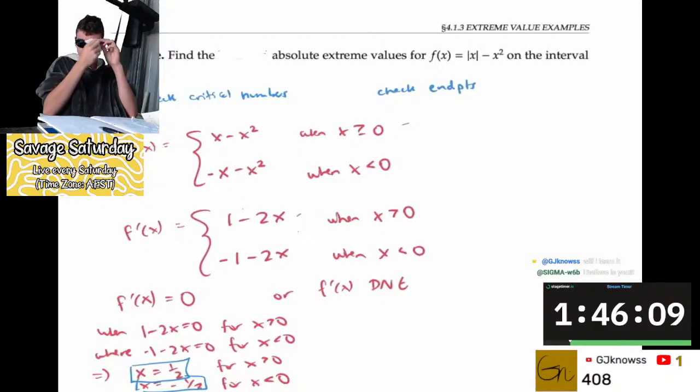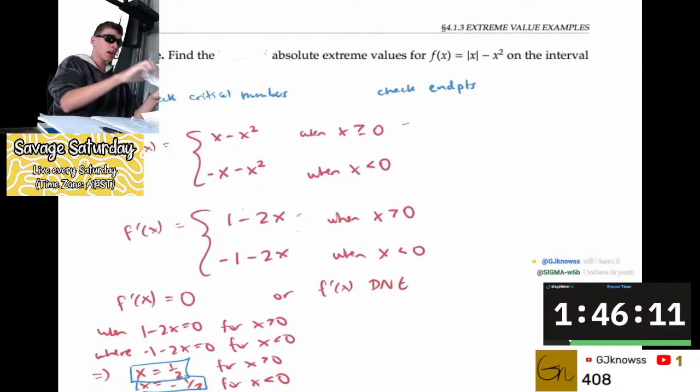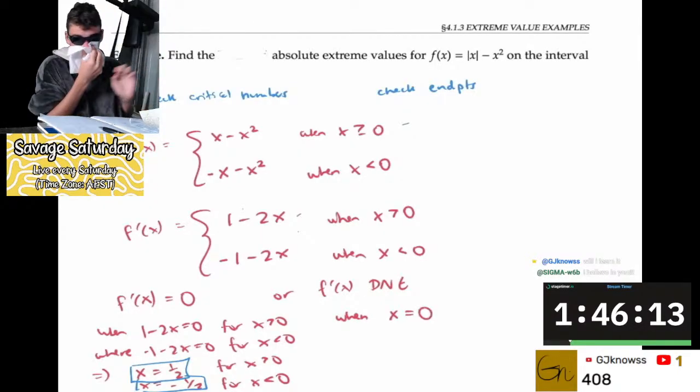Notice they do lie within my interval that I'm interested in. But I also have to worry about where f prime of x does not exist, and the candidate x value for that is where x equals 0.